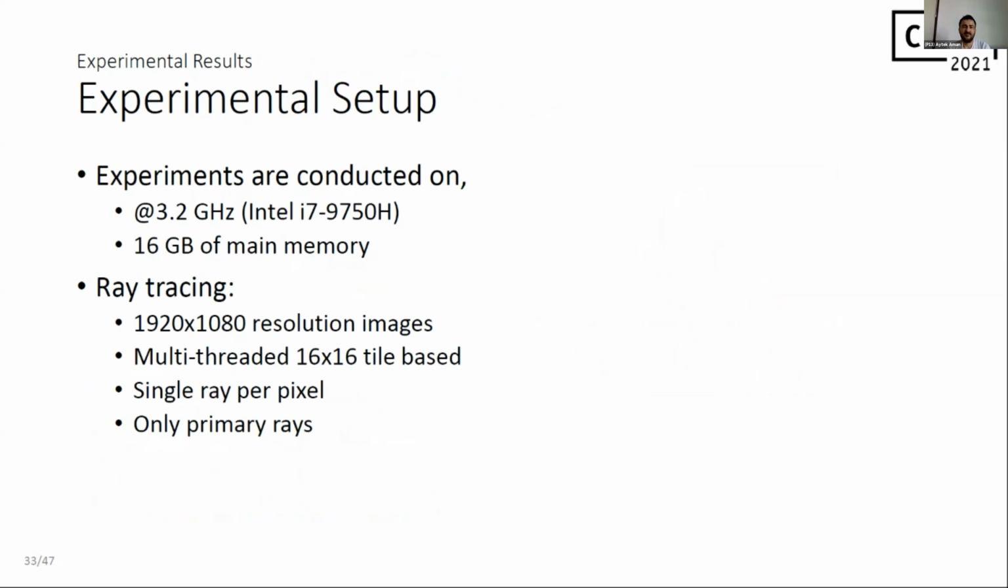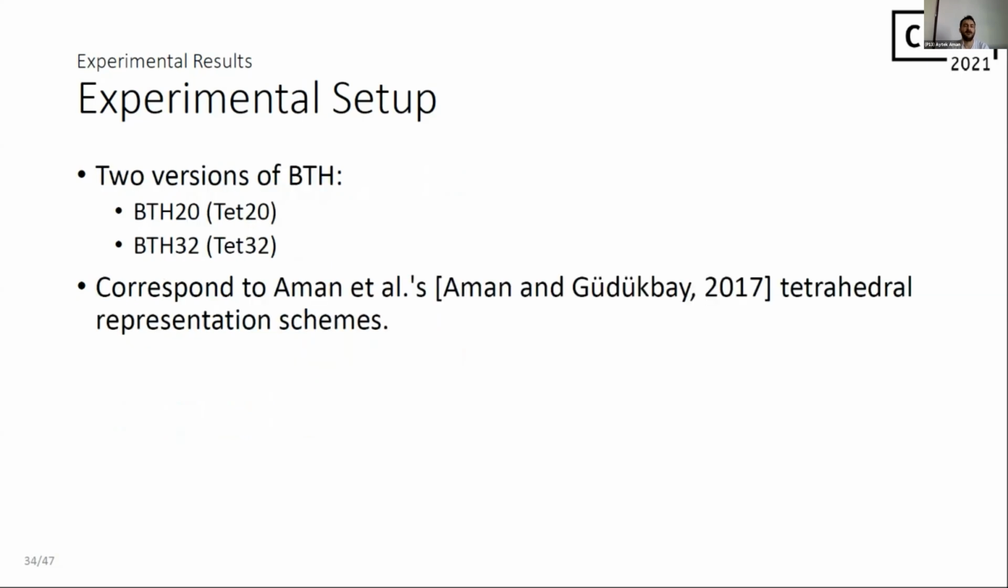This is the experimental setup that we used in our experiments. It's relatively new. For the ray tracing, we use full HD resolution images. We have a multi-threaded implementation with a tile-based renderer. We shoot a single ray per pixel, and we only trace primary rays for these experiments. And we used two versions of BTH: one is BTH20 and one is BTH32. These correspond to our different compact schemes for traversing tetrahedralizations.